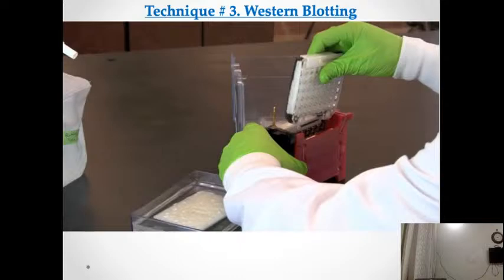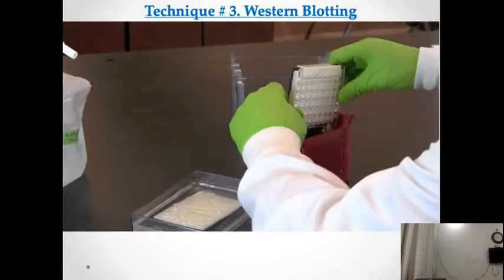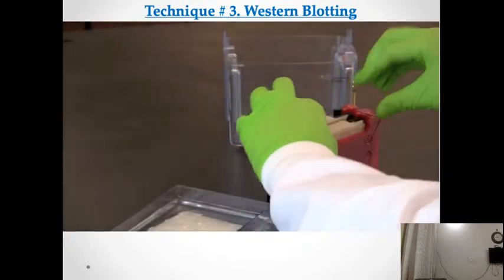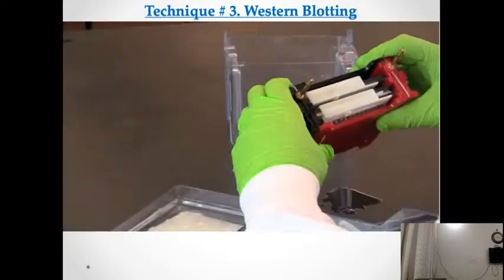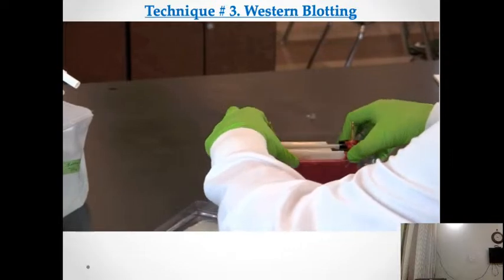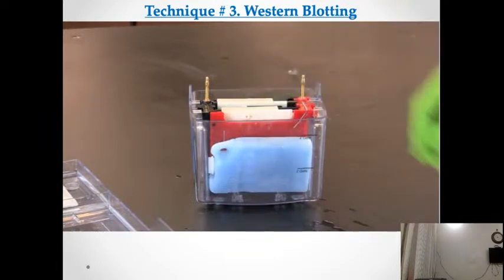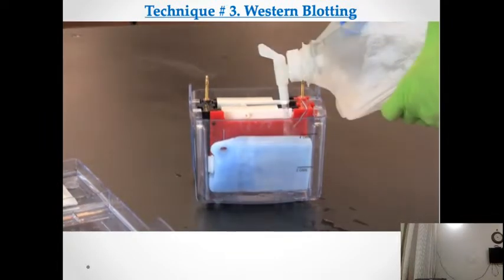Insert the gel holder into the inner module. Make certain that the black side of the gel holder is next to the black side of the module. Place the inner module into the electrophoresis chamber. Add a frozen cooling unit and fill the chamber with blotting buffer to the level of the white clip on the gel holder.